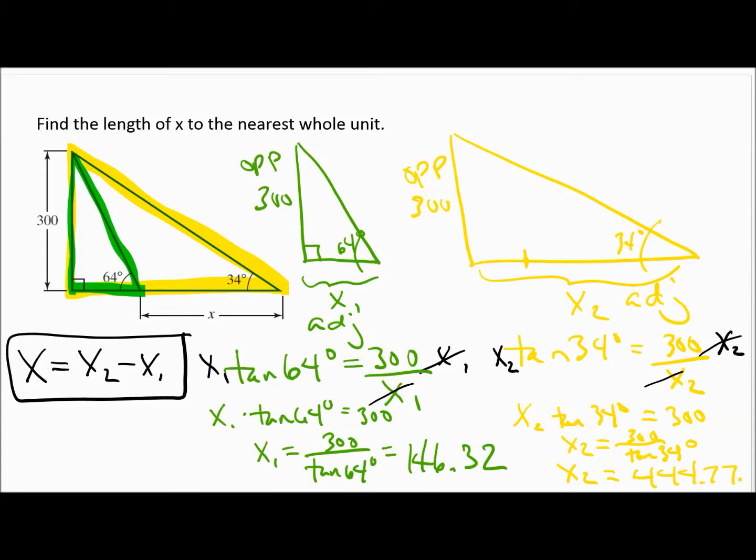Now remember the plan is to type the long one, which is the yellow one, 444.77, minus the shorter one, which is the green one, 146.32. Subtract those, and that gives me a final answer of 298.45. And it says to the nearest whole unit, well, that would be 298. So that's my final result, 298.